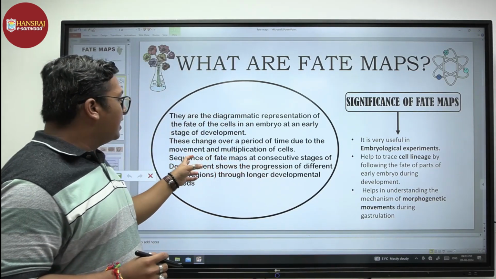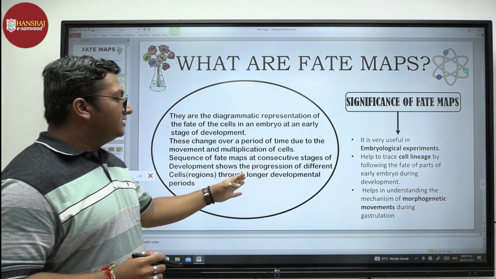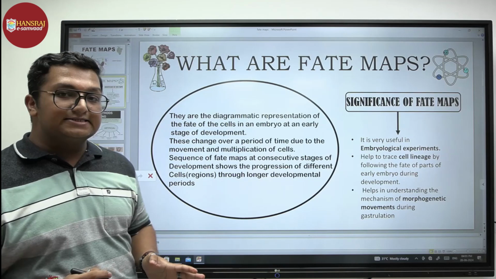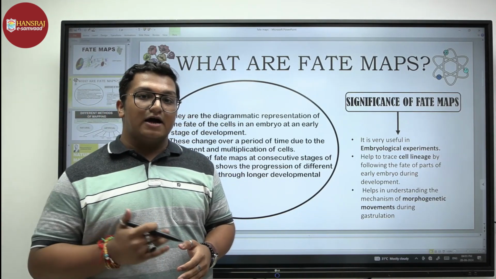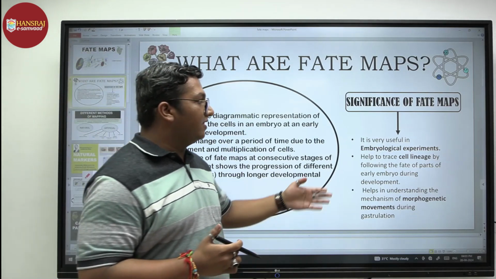So fate maps are the sequence of fate maps at consecutive stages of development. These show the progression of different cells, that is, how the cells divide, how the cells multiply, and how the cells align themselves in the later stages of development.